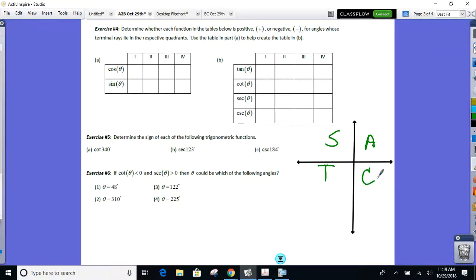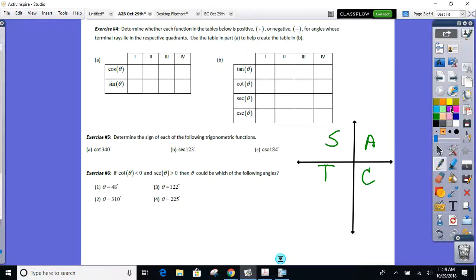Little ASTC. You guys can fill in part A for me. Go ahead, fill in part A, and go ahead, fill in the tangent. Go ahead, fill in the cosine, fill in sine and tangent. I don't think I have to fill that out for you. Where's everything positive and negative? And then we'll talk about the others. Maybe start thinking about the others now.